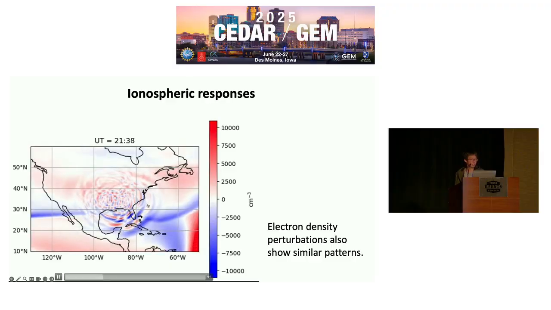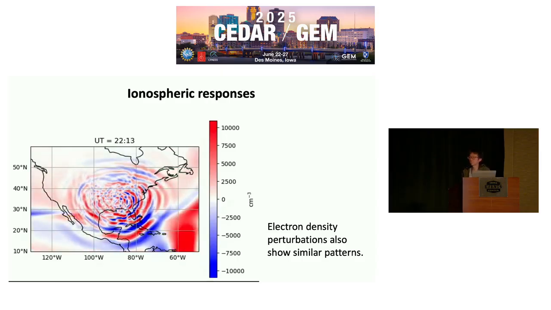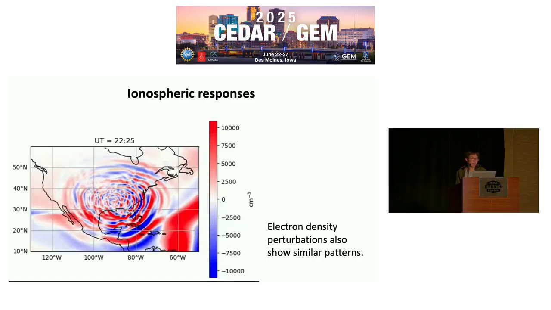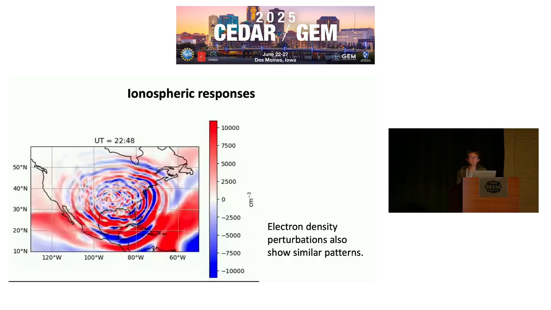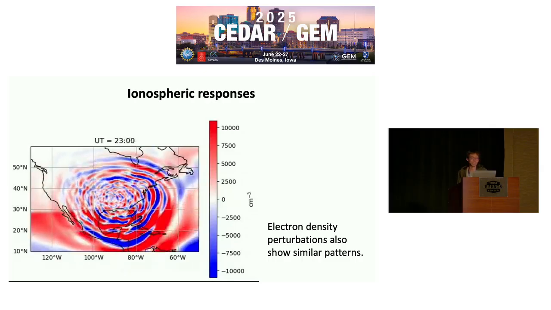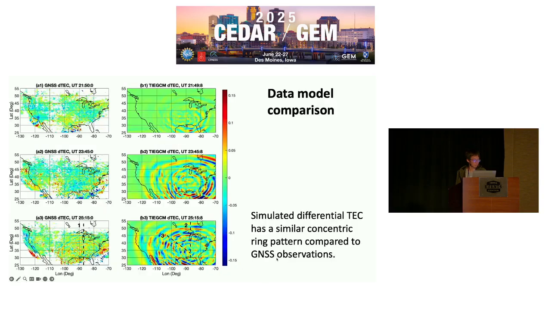So this is electron density. We also see this small scale wave propagation structure. That means the small scale gravity waves can indeed propagate into the thermosphere and upward and affect the ionosphere. So here is just a data model comparison. The basic conclusion is that we got good comparison with the GNSS observations.